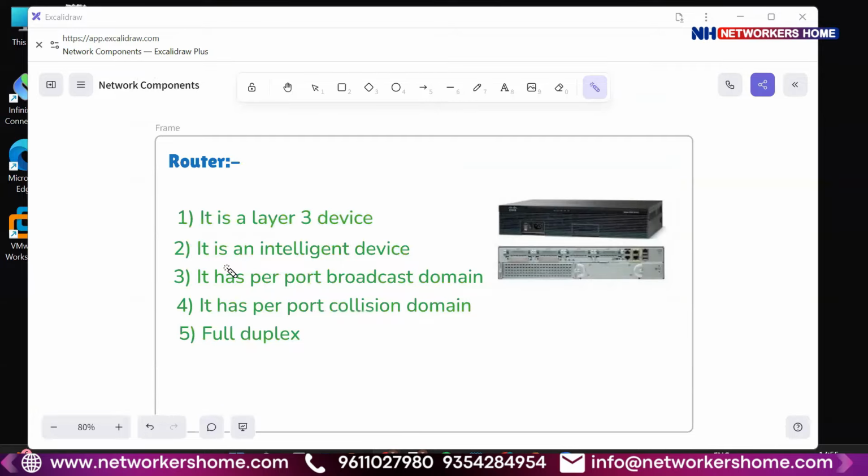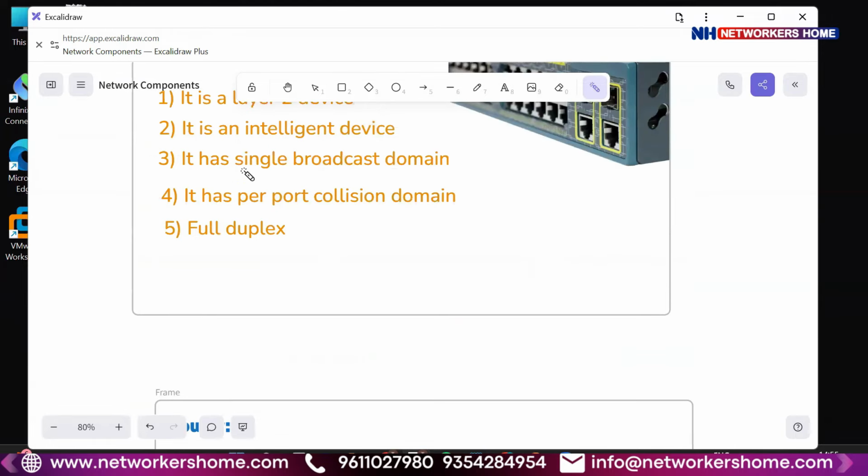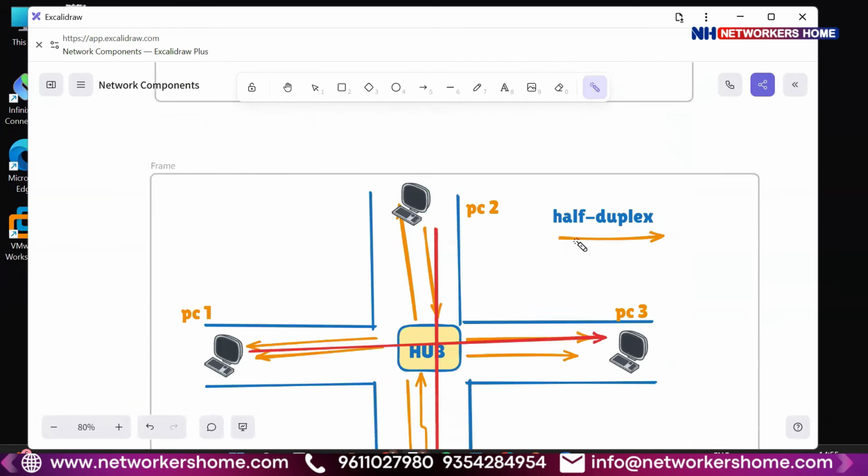A router is a Layer 3 device, right? It is also called an intelligent device. It is full duplex. It has per port collision domain. But one different thing you will see here: per port broadcast domain, whereas the switch has a single broadcast domain. What is this per port versus single broadcast domain? We are going to discuss it now.